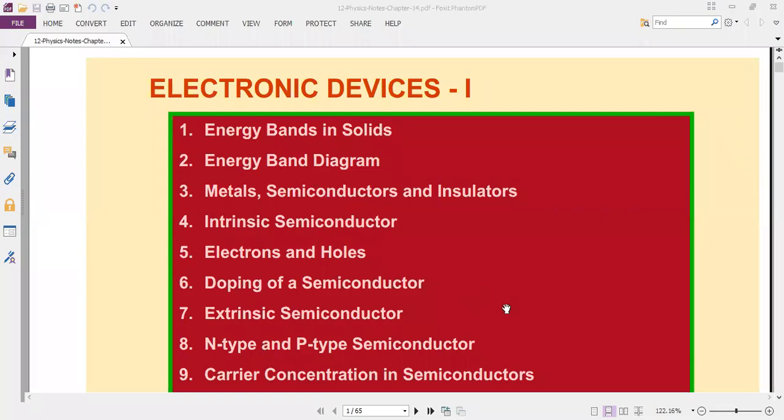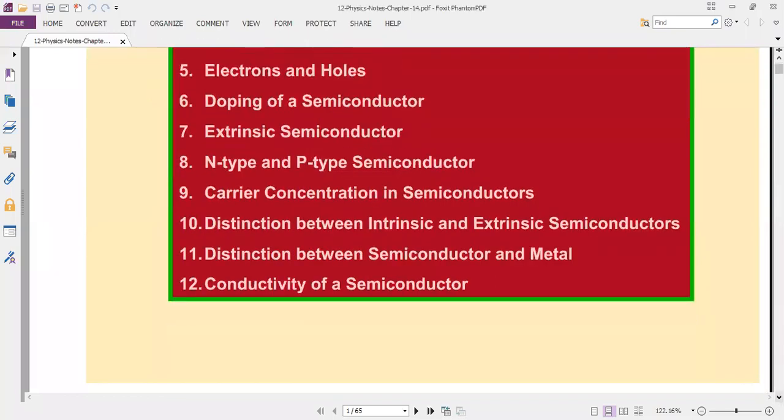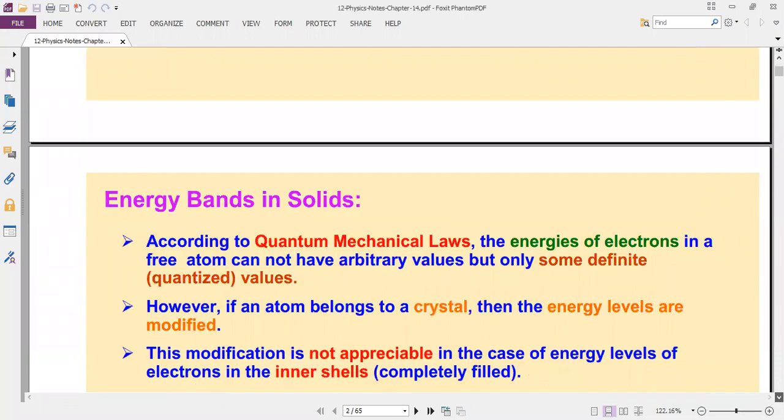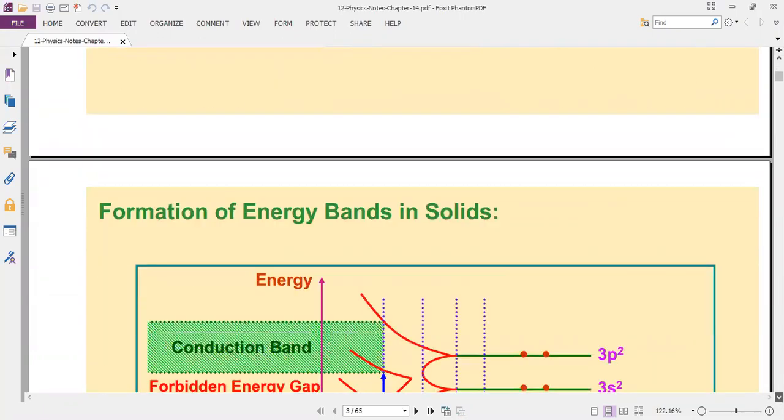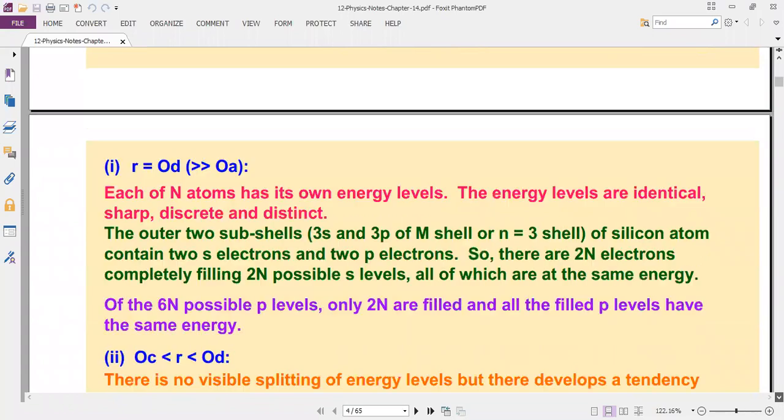Okay. So energy band in solid, energy band diagram, metal, semiconductor and insulator, intrinsic semiconductor, electrons and holes, doping of semiconductor, extrinsic semiconductor, N-type semiconductor, P-type semiconductor. Last class we discussed PN junction forward bias and PN junction reverse bias.